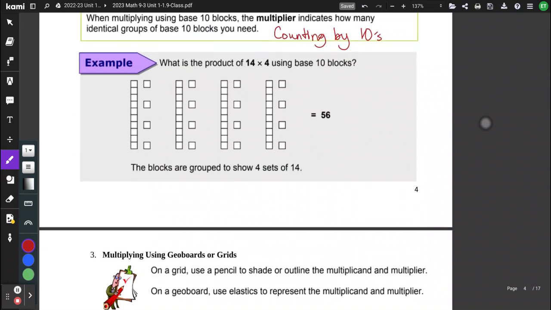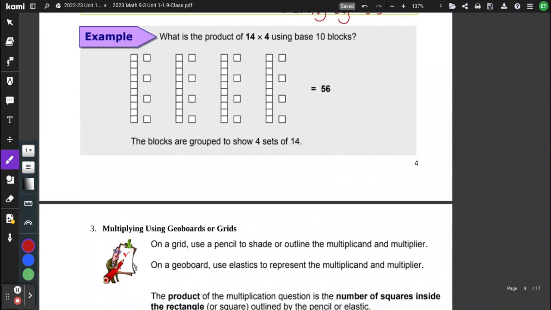So let's look at the bottom here. So they're showing us an example. What is the product, meaning the answer, of 14 times 4? Well, they're going to put 14 blocks 4 times. So they did a base 10 and 4, and again, a 10 and 4, and a 10 and 4, and a 10 and 4.